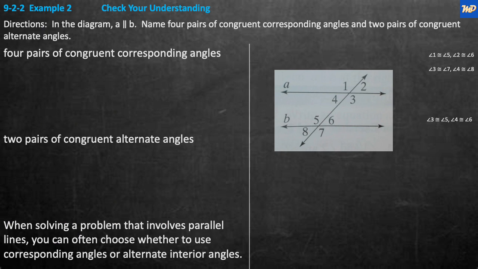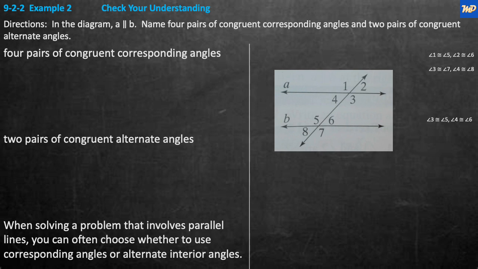Okay? Example 2, check your understanding. Directions: in the diagram, A is parallel to B. Name 4 pairs of congruent corresponding angles and 2 pairs of congruent alternate angles. Okay, stop the video and try it yourself. When you come back, we'll continue together.